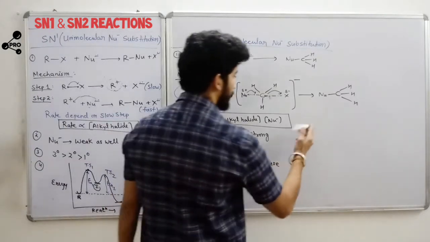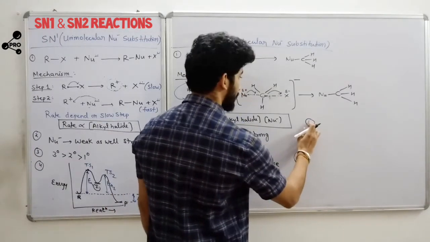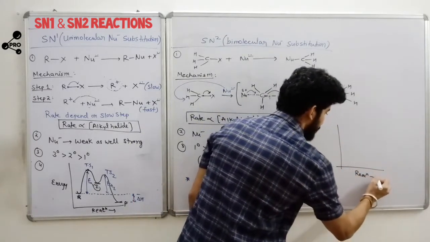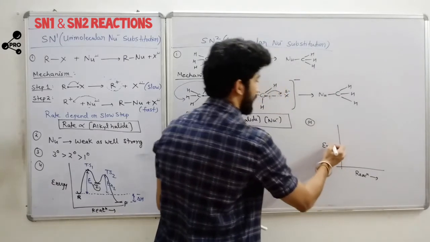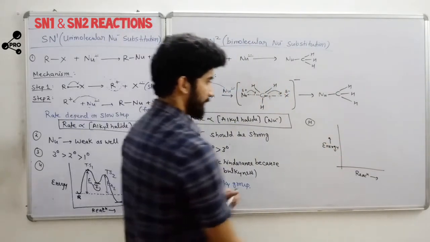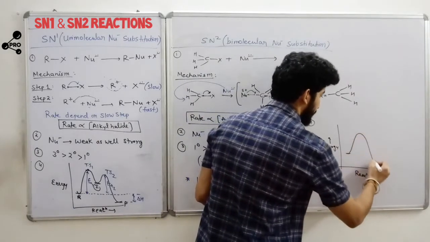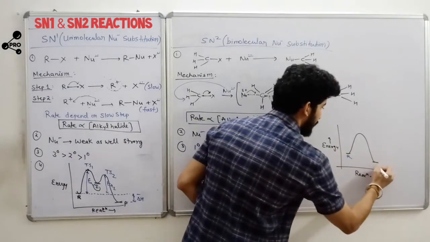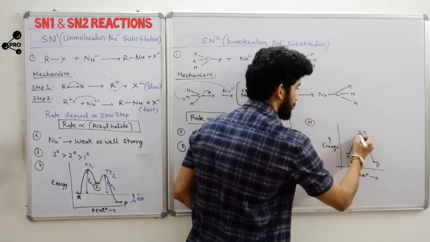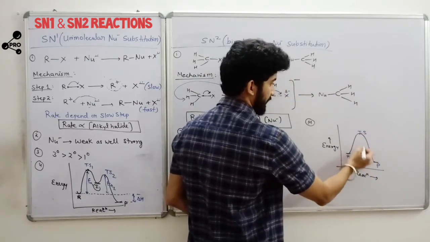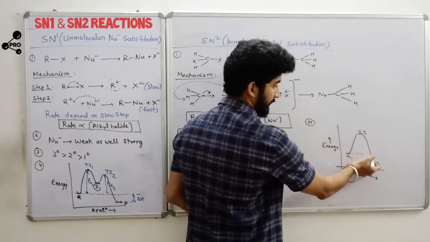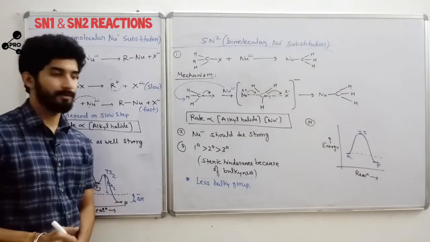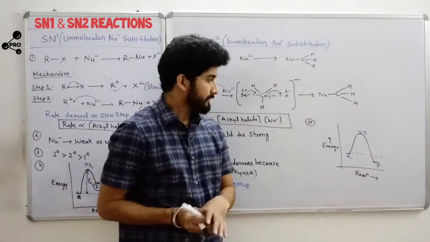While drawing the energy profile diagram of SN2 mechanism, fourth point: on this axis the reaction is proceeding and on this axis energy is increasing. Okay, so there is only one curve we will get, because there is only one step. So this is the reactant, this is the product, and this is your transition state. The difference between reactant and transition state is known as the activation energy, and this energy is known as the enthalpy of the reaction, similar to this. Alright, so this is the energy profile diagram of SN2 mechanism.